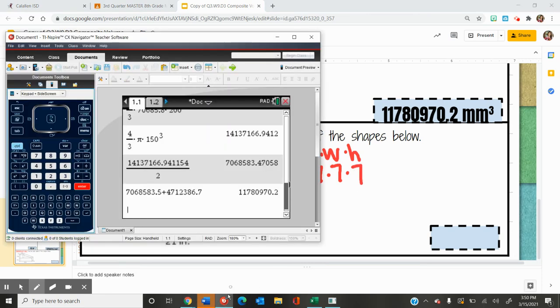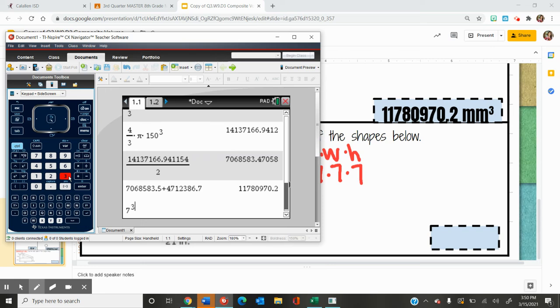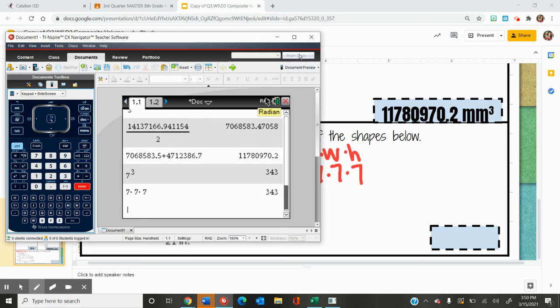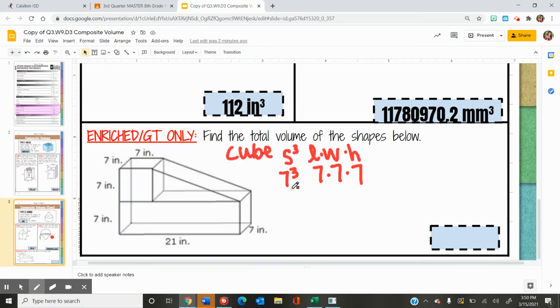So in my calculator, I'll show you that it's the same. 7 to the power of 3, so 7 multiplied by itself 3 times, is 343. And if I do it the other way, length times width times height, 7 times 7 times 7, I get 343. Again, it's the same thing. So for this cube, it's 343. Over here, I'm going to write total, and I have 343.